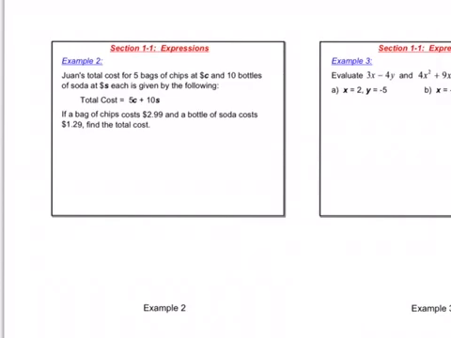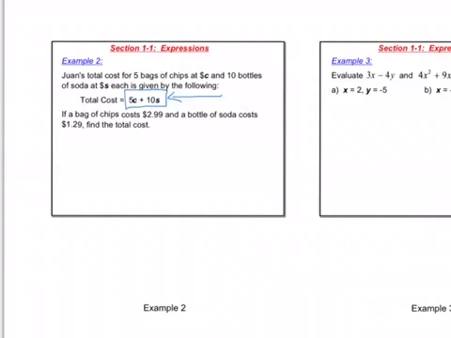So we can see in this problem in example 2, it says Juan's total cost for 5 bags of chips at C dollars and 10 bottles of soda at S dollars each is given by the following. So the total cost is this expression right here. So we know this is an expression, just this part right here, because it doesn't have an equal sign. So it says if a bag of chips costs $2.99 and a bottle of soda costs $1.29, find the total cost.